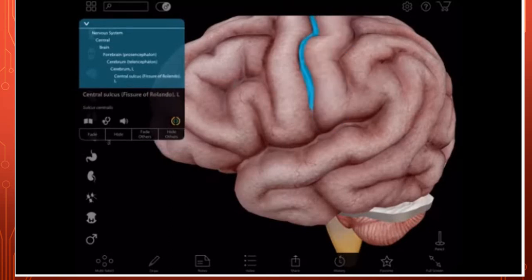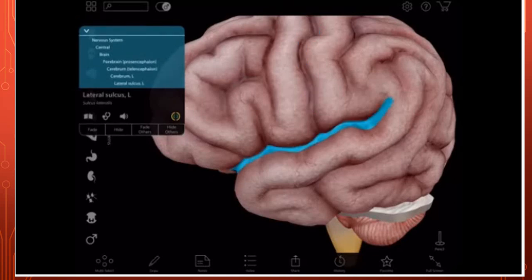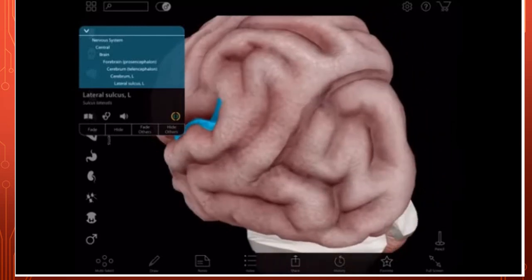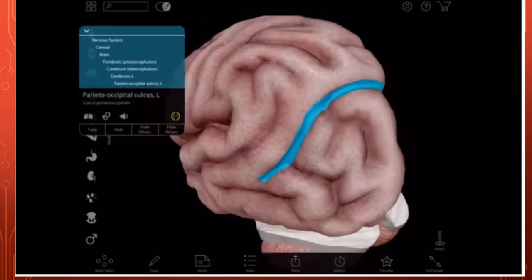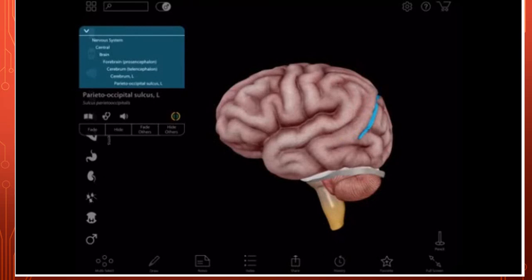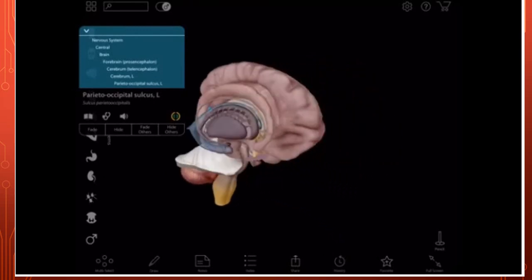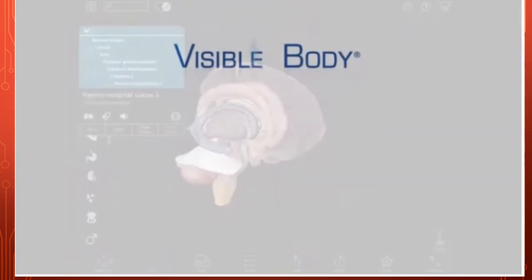The sulci are fissures and separate the gyri. The more prominent ones separate the lobes. The central sulcus, or the fissure of Rolando, which is probably the coolest name ever, separates the frontal and parietal lobes. The less cool named lateral sulcus separates the parietal and frontal lobes from the temporal lobe. The parieto-occipital sulcus separates, you guessed it, the parietal and occipital lobes. And there we are, the cerebrum and some of the other structures of the outer brain. Stay tuned for the next video where we take a look inside. Thanks for joining me today.